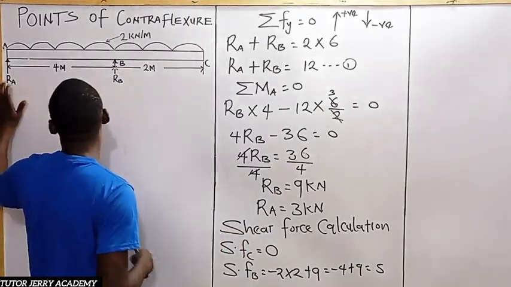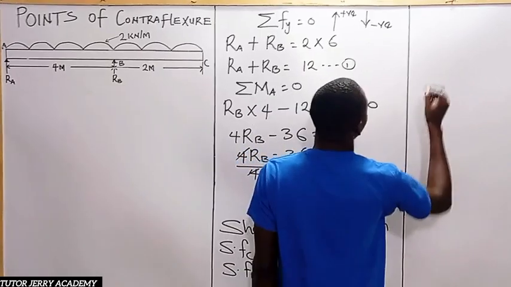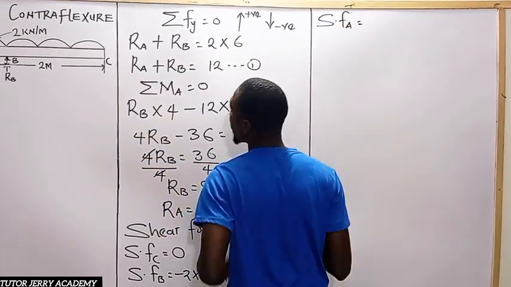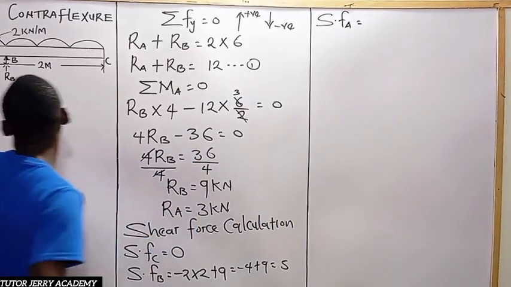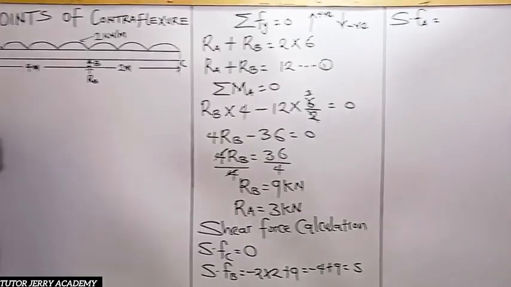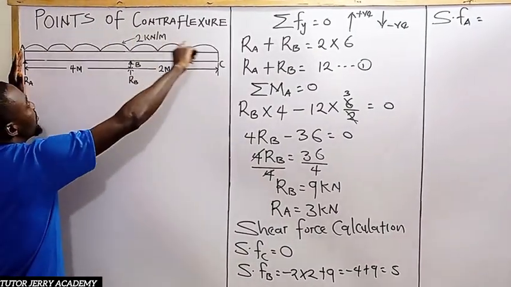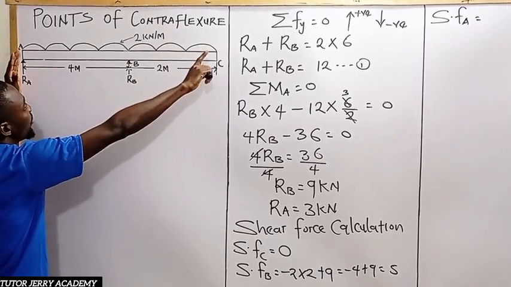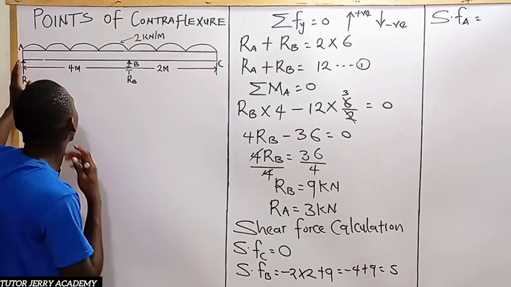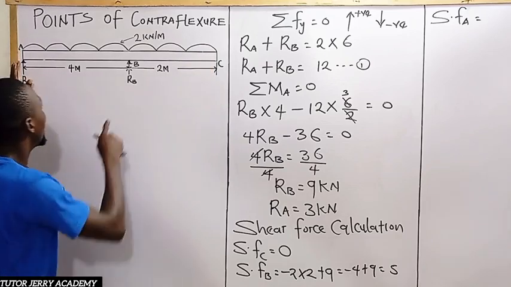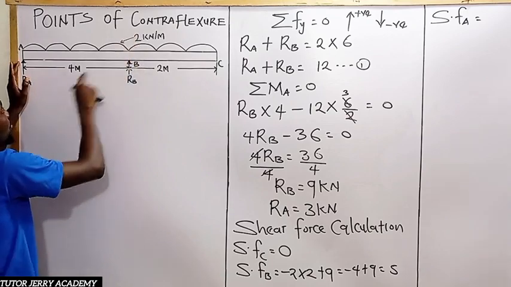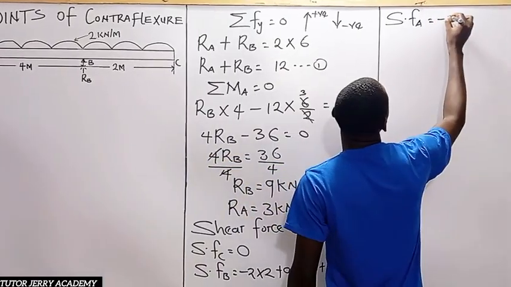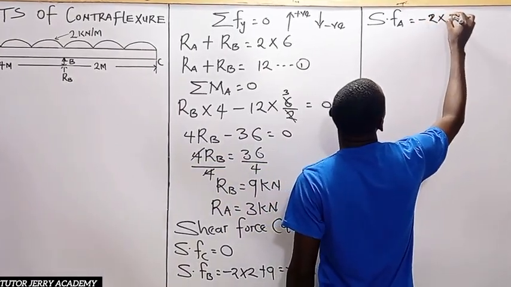All right, now let's go for our shear force at point A. We start at point A here, and we are going to have a uniform distributed load, which is 2 kilonewton per meter. If we convert that to a point load, it's going to be negative 2 multiplied by the total distance, which is 6. So we are going to have negative 2 multiplied by 6.